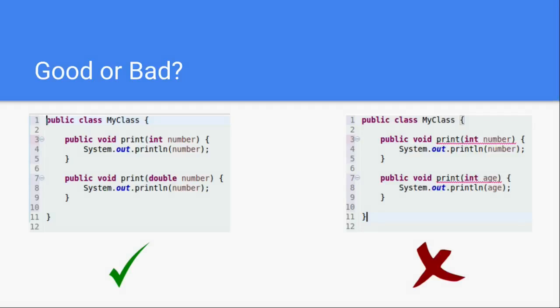In the second picture, there are two print methods which are accepting integers in both their parameter lists. Although their parameter names are different, the JVM is looking only at the parameter type. So, these two methods are violating method overloading rules.